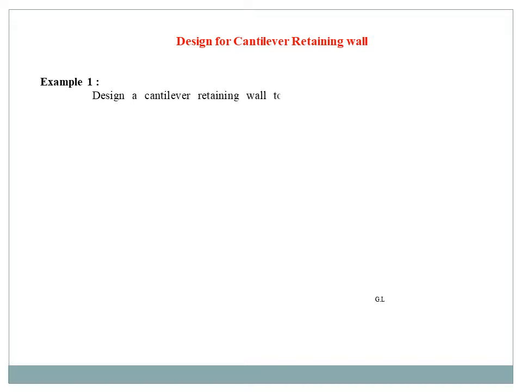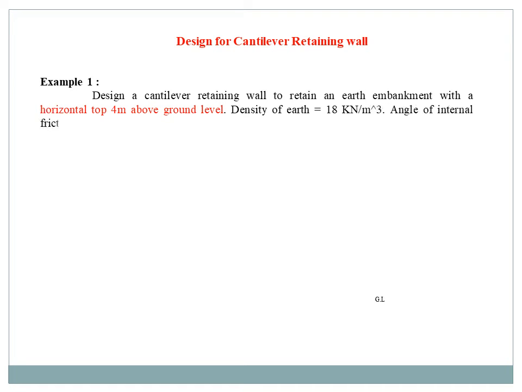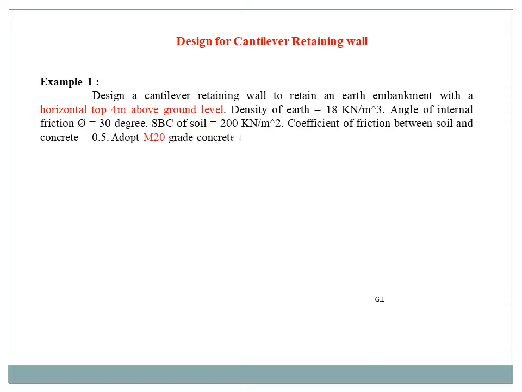Example: design a cantilever retaining wall to retain an earth embankment with a horizontal top 4 meter above the ground level. The density of earth is equal to 18 kilonewton per meter cube. The angle of internal friction phi is equal to 30 degree. SBC, the safe bearing capacity of soil, is equal to 200 kilonewton per meter square. The coefficient of friction between soil and concrete is equal to 0.5. Adopt M20 grade concrete and Fe415 HYSD bars.